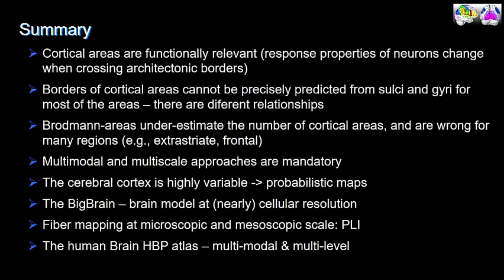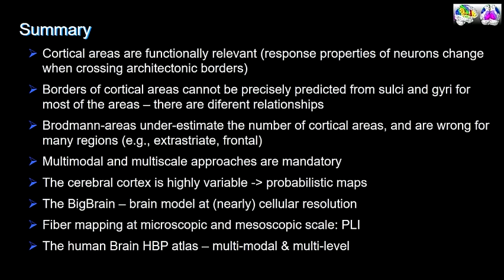The classical Brodmann areas underestimate the number of cortical areas, and the two areas in the frontal pole, FP1 and FP2, are two examples of many. We expect that there are approximately 200 or even more cortical areas in the human brain as compared to 40 in Brodmann's map. Then we need multimodal and multi-scale approaches because one modality never explains the whole story, and we always want to understand the relationship between the different functions of a brain region and its structure. The cortex is highly variable.